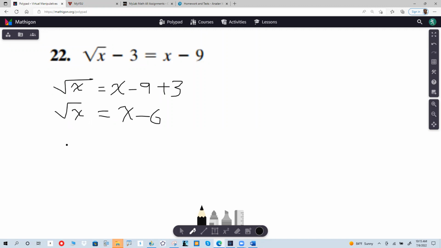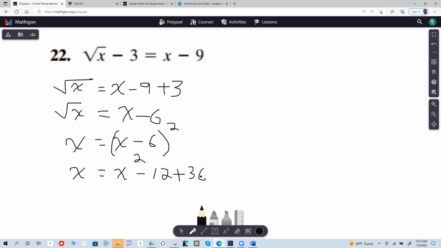Okay, if I square the left-hand side, I get this. If I square the right-hand side, I get this. And foiling allows you to conclude this. Now, it looks like a quadratic equation.